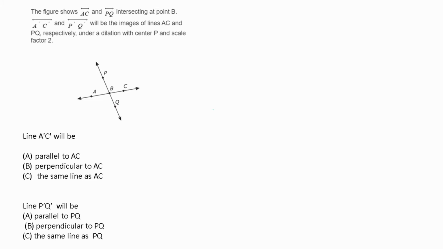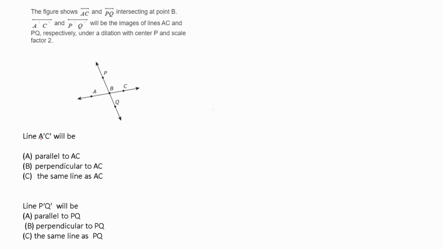On to the next problem. The next problem says the figure shows line AC and line PQ intersect at point B. A prime C prime and line P prime Q prime will be the images of lines AC and PQ, respectively, under a dilation with the center P and the scale factor 2. And we want to know what's going to happen with those lines.